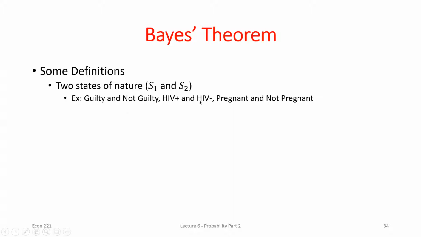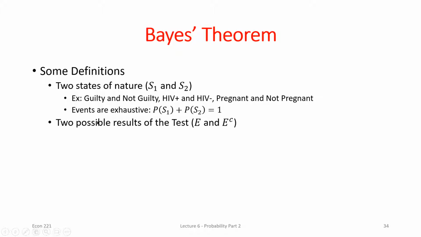They either have a disease or they don't. They're either pregnant or they're not. We can think of all these examples where there are only two outcomes. Well, if there are only two outcomes, the probabilities of those two states of nature would have to add up to one. So we want to know what the underlying state of nature is.